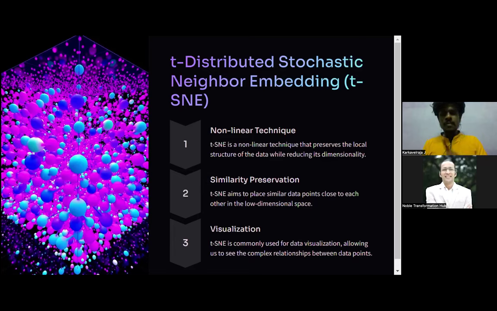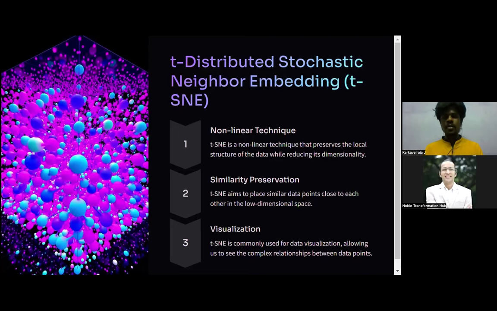Next is similarity preservation. t-SNE aims to place similar data points close to each other in the low dimensional space. It also does clustering inbuilt. First it reduces the dimension, say from 1000 to 10, and then from those 10 it tries to create clusters out of it. So it does the dimensionality reduction and also clusters the data points.